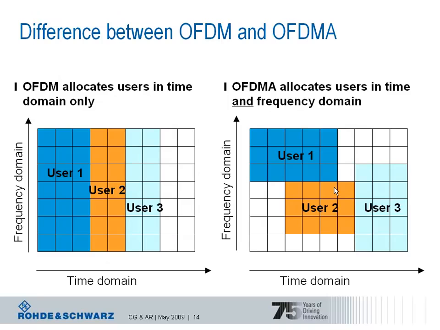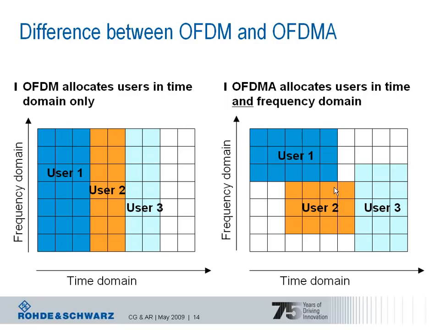Now, what is the difference between OFDM and OFDMA? We have seen both terms already. So in OFDM, the users are allocated in the time domain only. So in this picture, you see on the y-axis the frequency domain and on the x-axis the time domain. And you see that user 1 has been assigned the full bandwidths, user 2 as well, and user 3 as well, and they are only separated in the time.